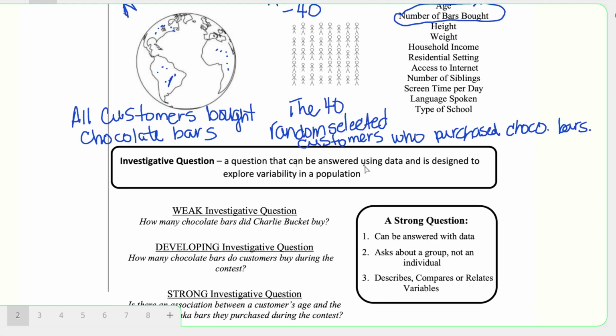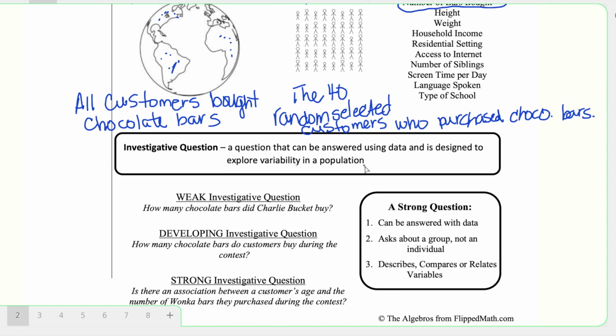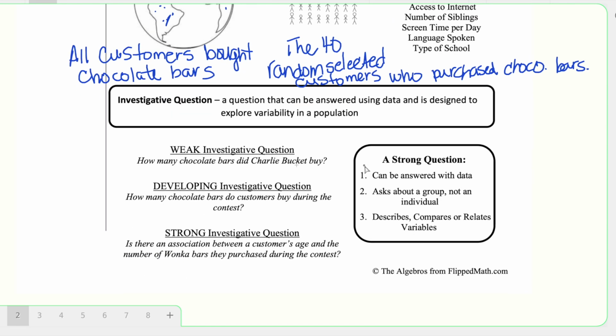Now that you have all that data, what kind of question will you be asking yourself and looking for in the data? You need a very strong question that correlates to the data that you're looking for. That makes sense. So let's go here. A question that can be answered using data and is designed to explore variability in the population. Can the answer be pulled from the data, and does it ask about a group, not an individual, and describe and compare or relate variables?